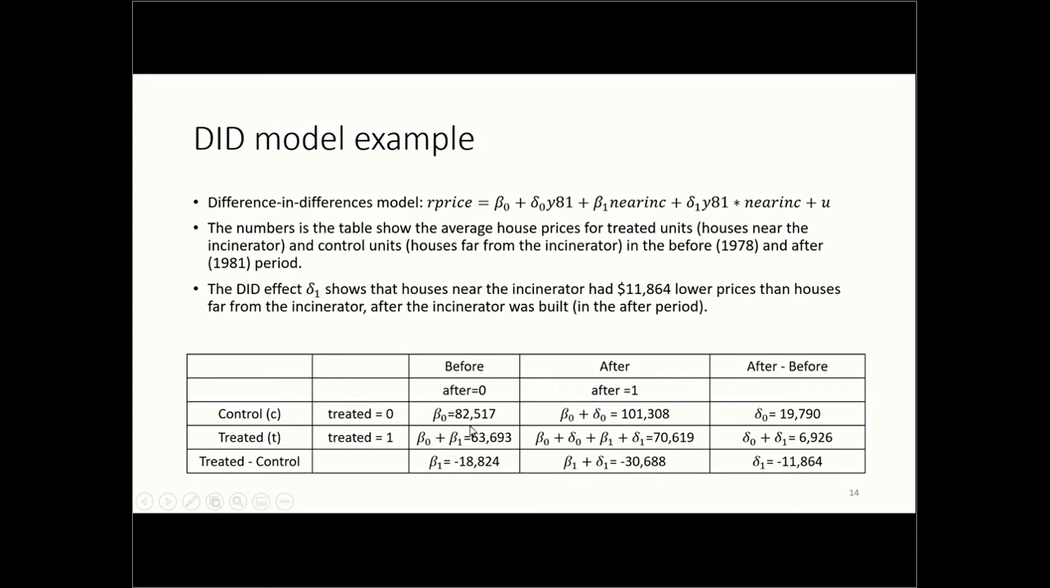And if we actually look at these average prices, we could put all the numbers in here. And so again, we can see that this is the average price for houses in the before period for the controlled units. This is in the after period for the controlled units. This is in the before period for the treated units, and the after period for the treated units.